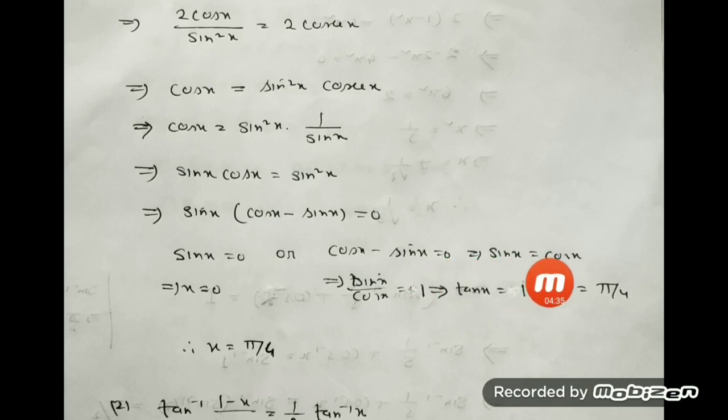Sin x equal to cos x. So I will convert it to tan. For that reason, I divide both sides by cos x, that gives you 1. That gives you tan x equal to 1. Here I am writing the standard value, not the general value. So tan is 1 when it is pi by 4. So x equal to pi by 4.